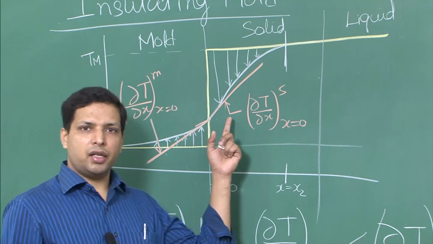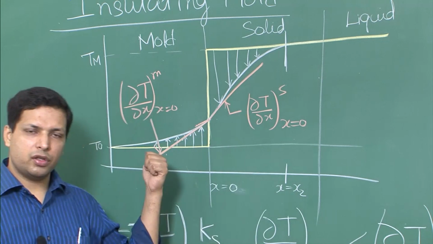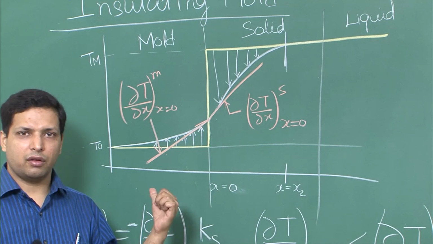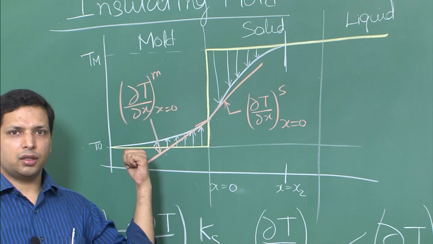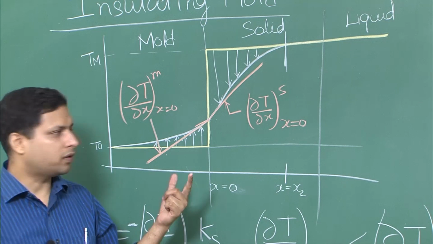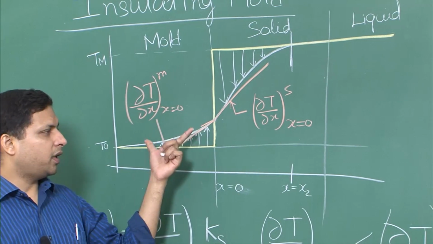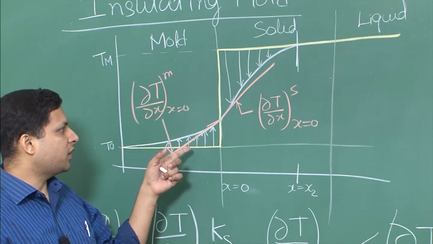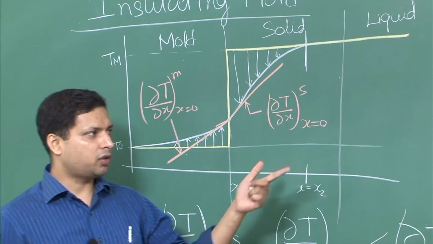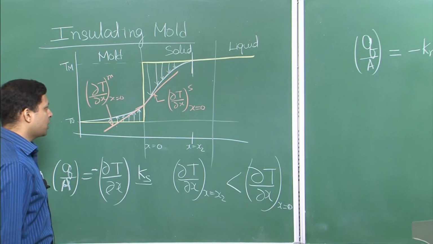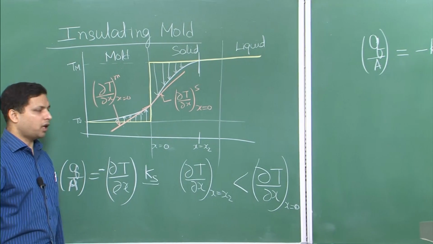So these need not be equal, although there is no interface resistance and the amount of heat coming out is equal to the amount of heat going in. There is no loss over there, but still the thermal gradient will not be the same at the interface. It will be related by the ratio of thermal conductivities. So that is another interesting piece of information that we get from here.